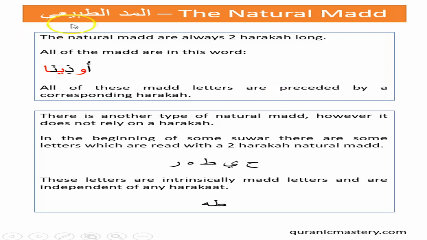The natural med, al-med al-tabi'i, are always 2 harakat long. For example, we have the word udhina. All of the med letters are preceded by a corresponding haraka. So we can see that the waw's natural haraka is the dhamma, so that's there. The ya, the natural haraka is the kasra, so that is there. And the alif, the natural haraka is the fatha, so that occurs before the alif. And this is the maddu tabi'i.